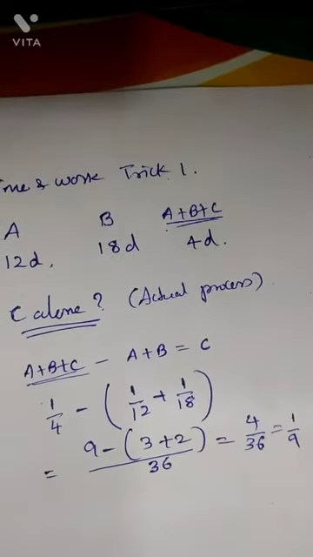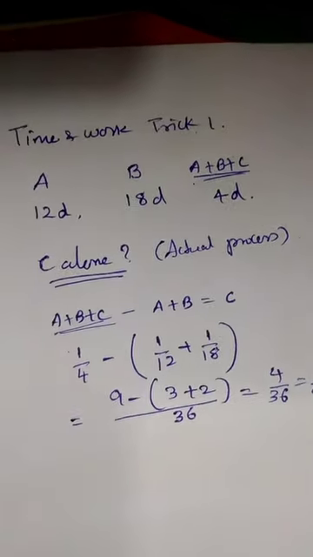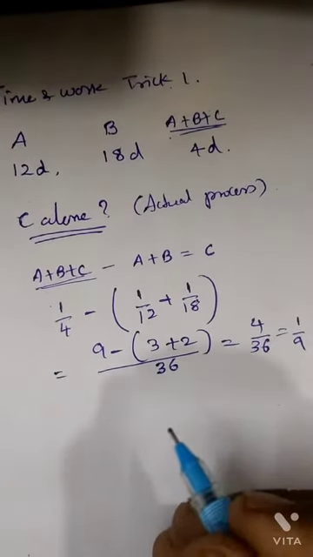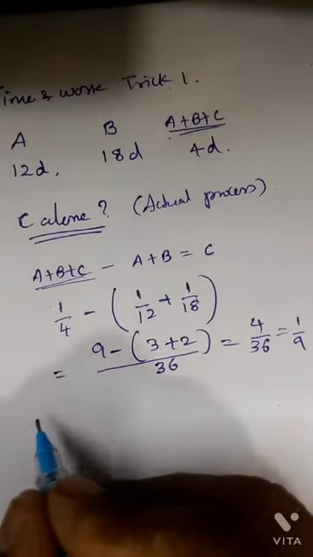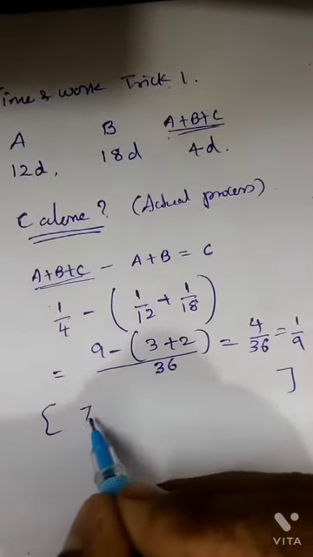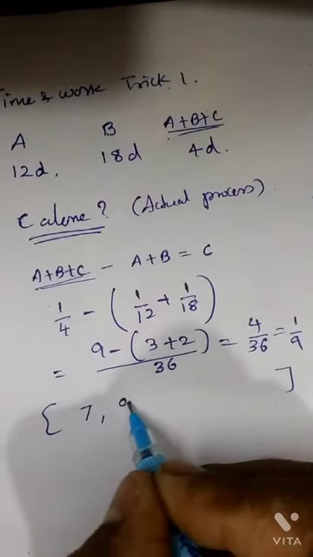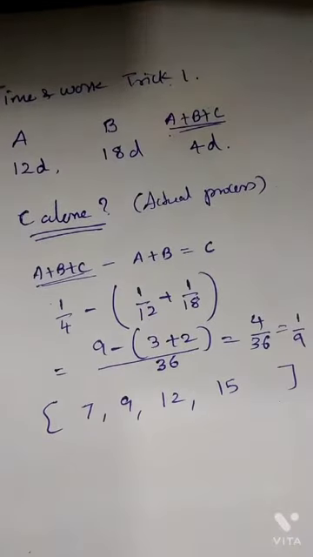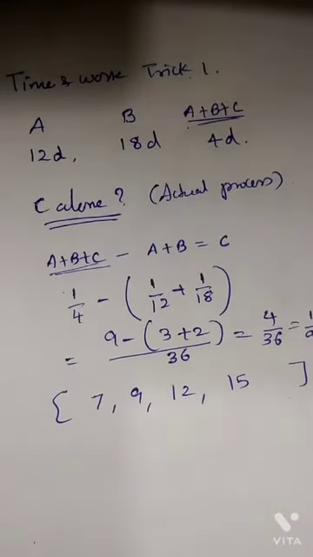Instead of this, I am going to tell a trick now. I will show the trick here itself in a single step. We are going with options. First of all, for every question, they'll give options. Let the options be 7, 9, 12, 15 days. So C alone can do it in 7 days, or 9 days, or 12 days, or 15 days.